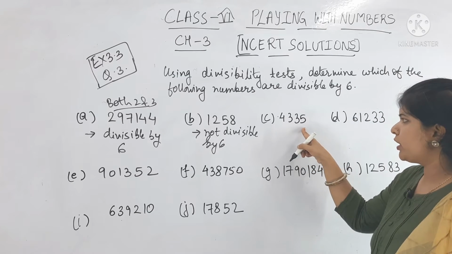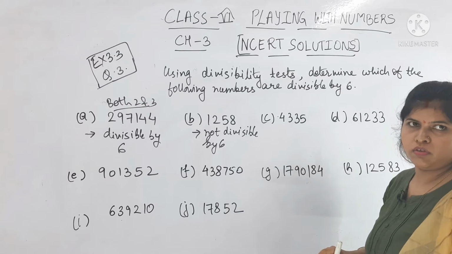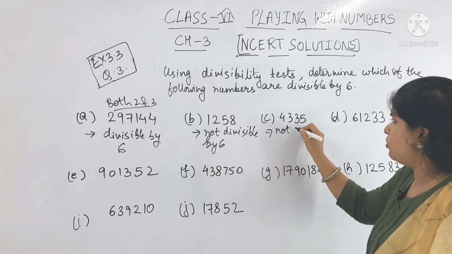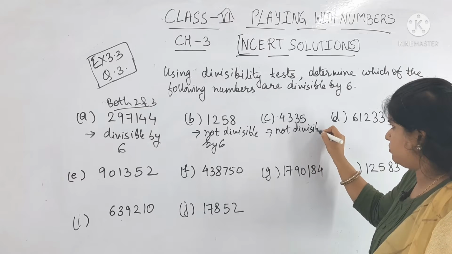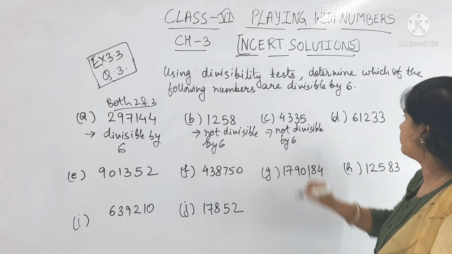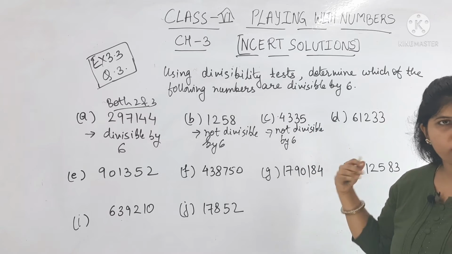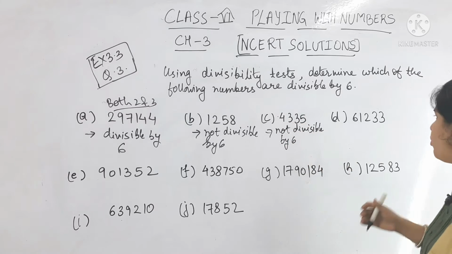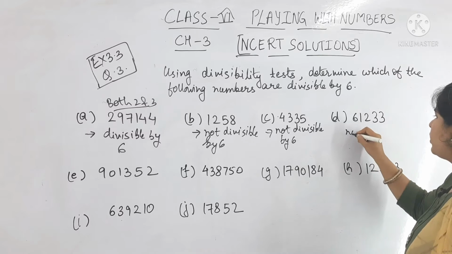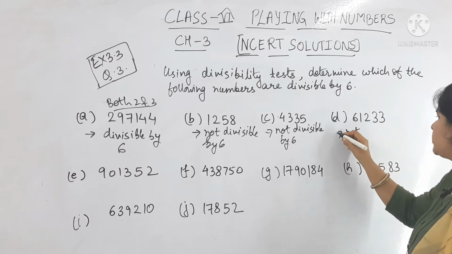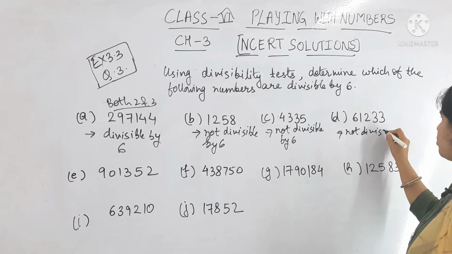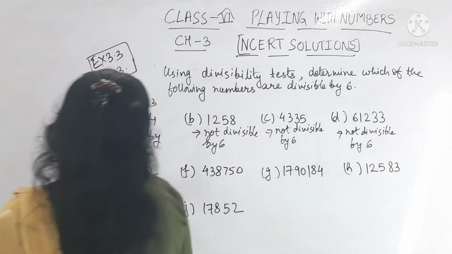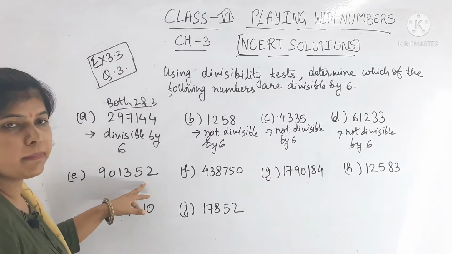Here you can check that the last digit is 5, so not divisible by 2. If one of them is not divisible, then directly you can say not divisible by 6. You don't need to check for 3 because it is not divisible by 2. Here also not divisible by 6 because the last digit is an odd number. Okay, here it is divisible by 2.